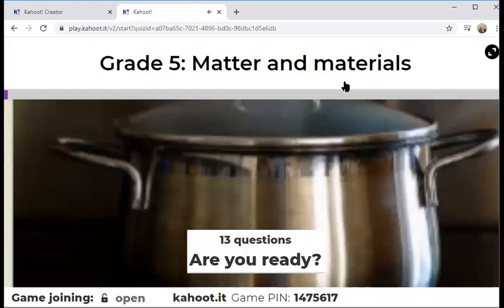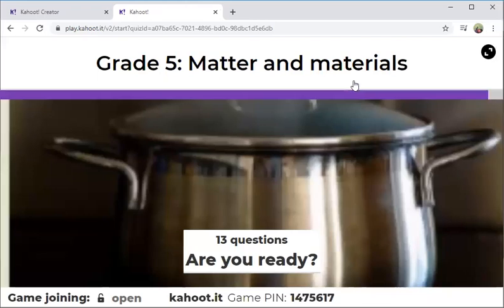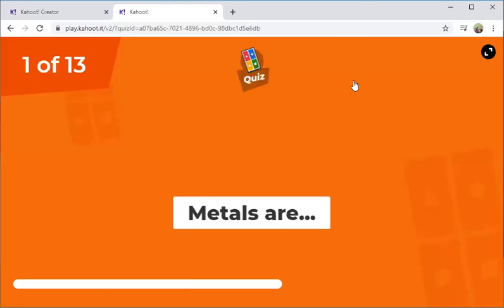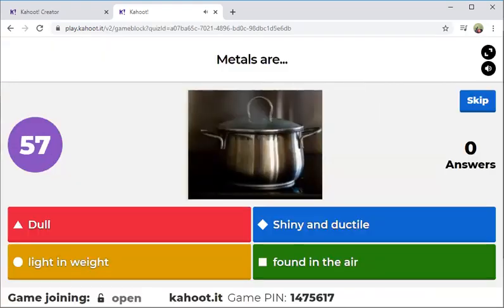Hey guys, 13 questions and get ready to answer. First question, metals are, and your first option is dull. The diamond says shiny and ductile. The circle, light in weight. The square, metals are found in the air. Choose the correct answer and you have about 35 seconds left. Are metals dull, shiny, and ductile? Are they light in weight or are they found in the air?